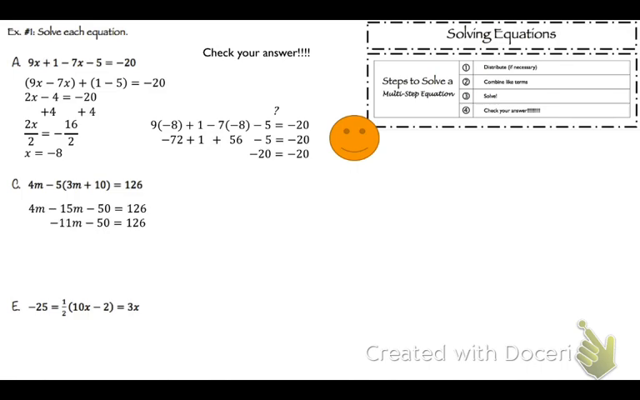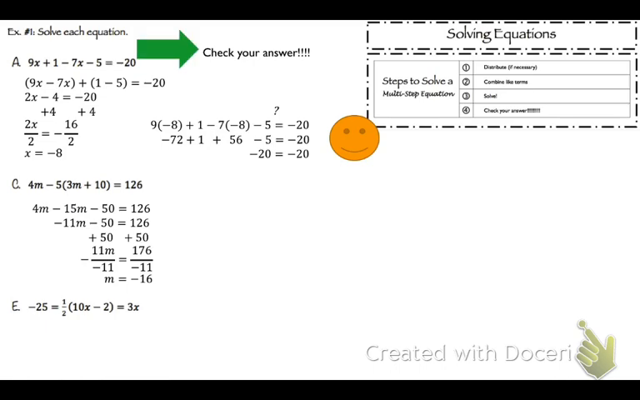Now we're going to combine like terms. 4 minus 15m is negative 11m. Minus 50 equals 126. We're going to add the 50 over. You get negative 11m equals 176. Divide by negative 11 to both sides, and you get m equals negative 16. And again, we're just going to check our answer. So I'm going to plug in negative 16, see if that will give me 126. And when you plug it into your calculator, it does.